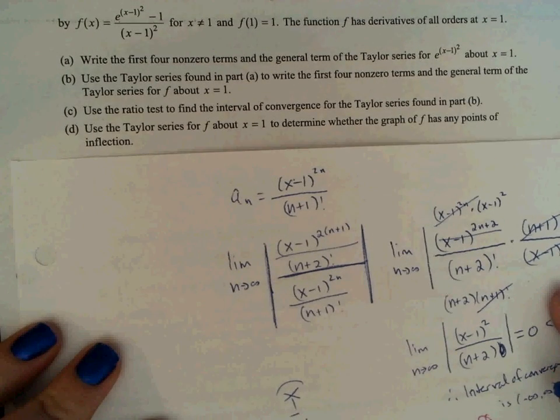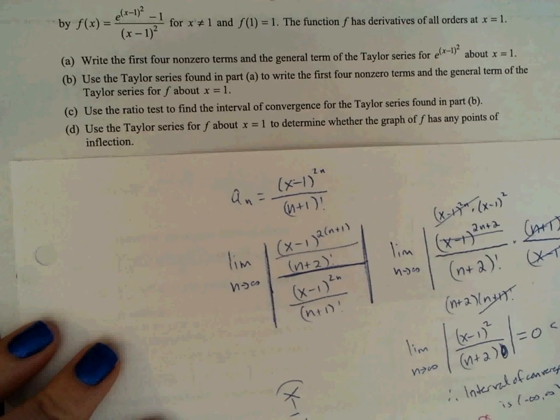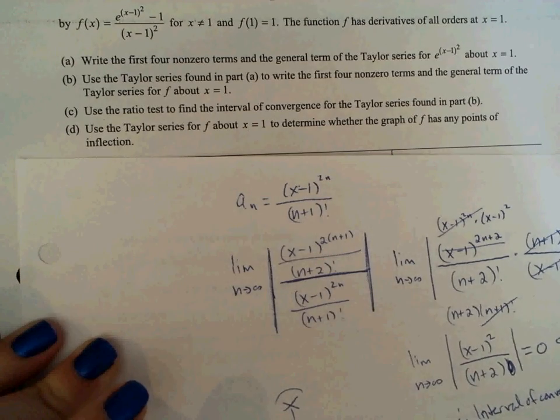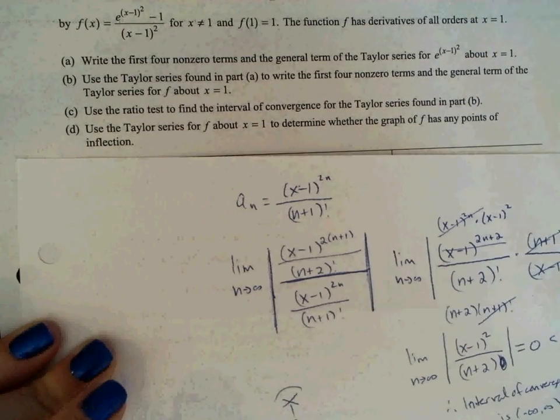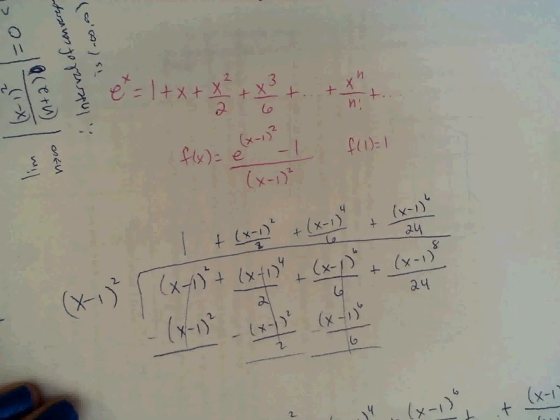Okay, let's talk about part D. Use the Taylor series for f about x equals 1 to determine whether the graph of f has any points of inflection. So, we're going to find the first and then the second derivative of f, with f being this thing down here.